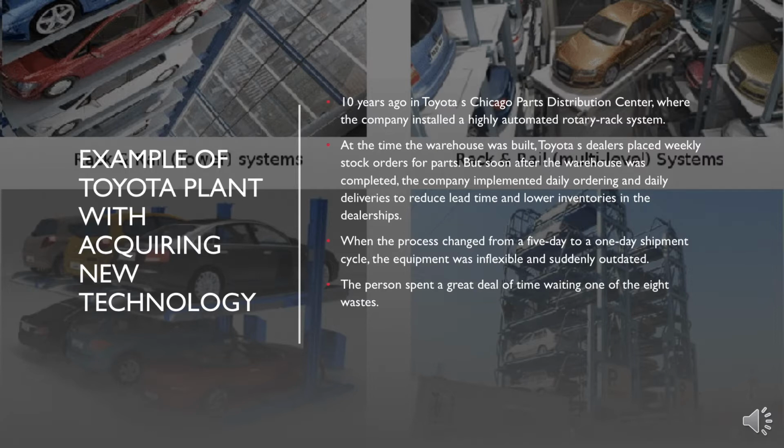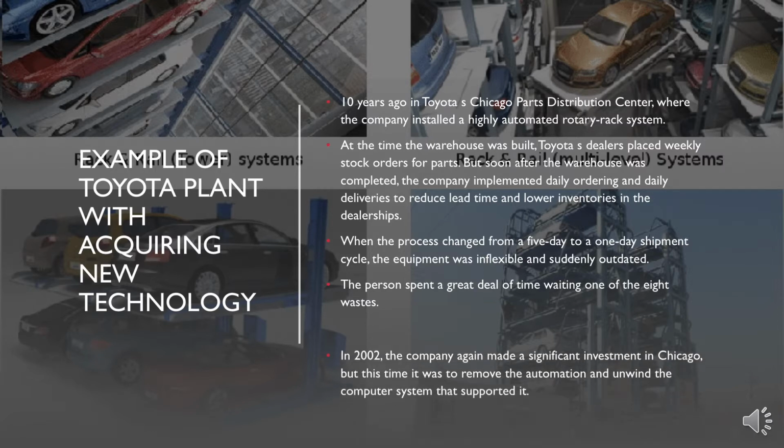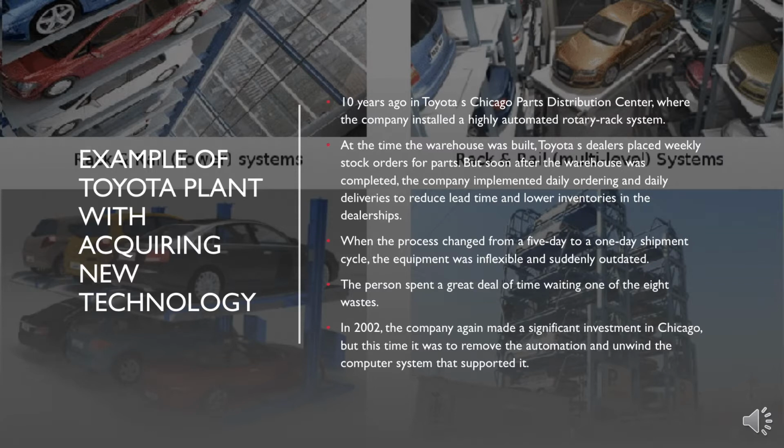Waiting is one of the eight wastes, one of the greatest non value added work. After that, the benefit of the technology was short-lived, and the Chicago facility became one of Toyota's least productive warehouses. In 2002, the company again made a significant investment in Chicago, but this time it was to remove the automation and the computer system that supported it.